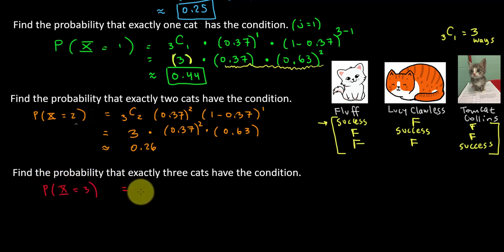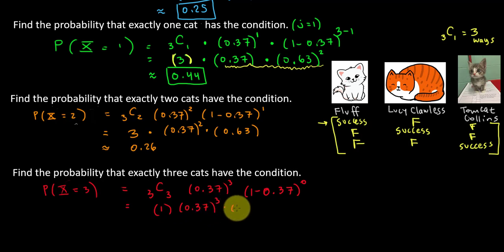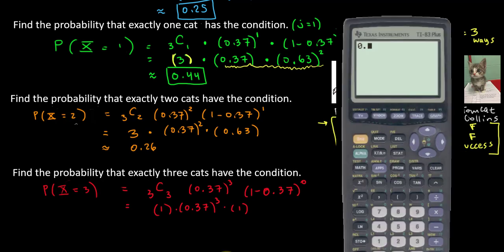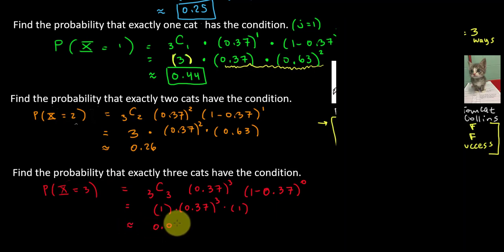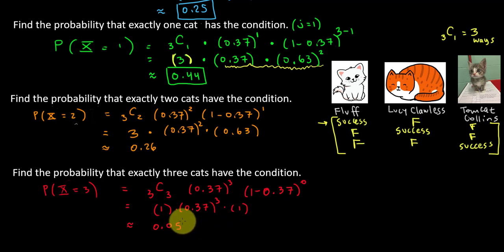Finally, the probability that all 3 cats have the condition: 3 choose 3, 0.37 cubed, and then this next quantity, 1 minus 0.37, will be to the 0th power. So this is a 1 times 0.37 cubed times a 1. So I just need 0.37 cubed, approximately 0.05. And I'm going to go make sure I've written all of these in our table up above.